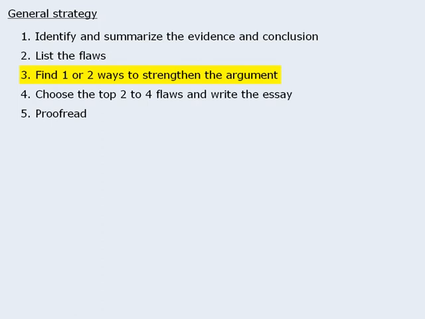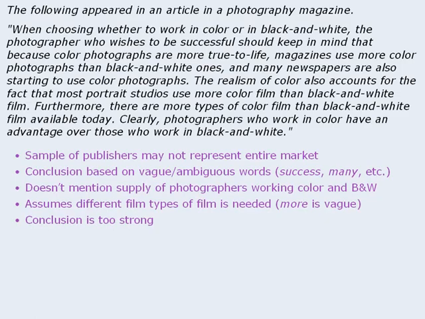When it comes to strengthening arguments, we should examine the flaws we have already identified and see what we might do to fix those flaws. For example, if the author's conclusion is too strong, we might suggest that the author reduce the force of the conclusion. So in our example, the argument could be strengthened if the author were to conclude that working in color may give a photographer an advantage.